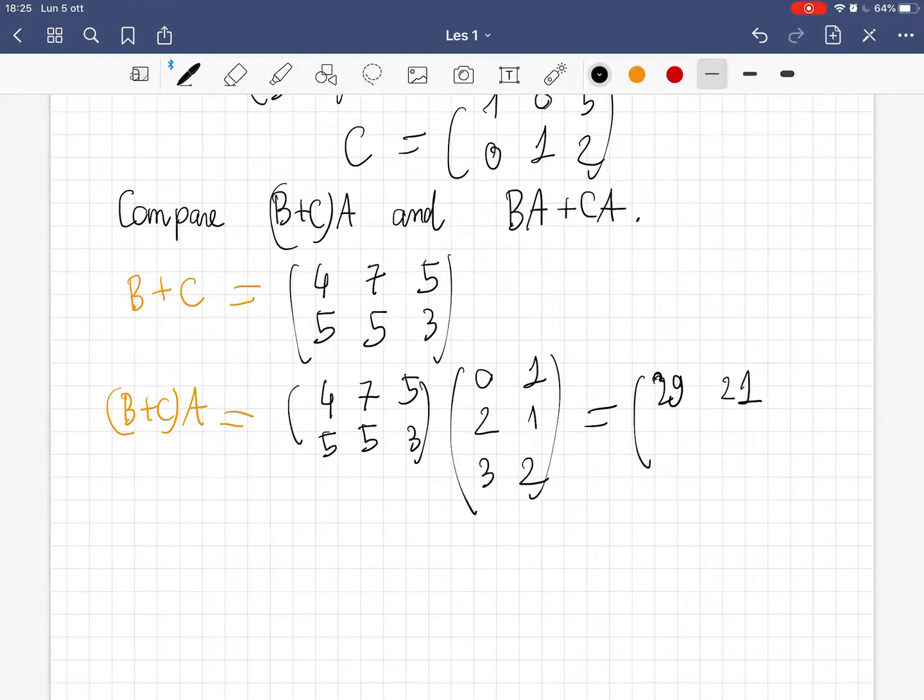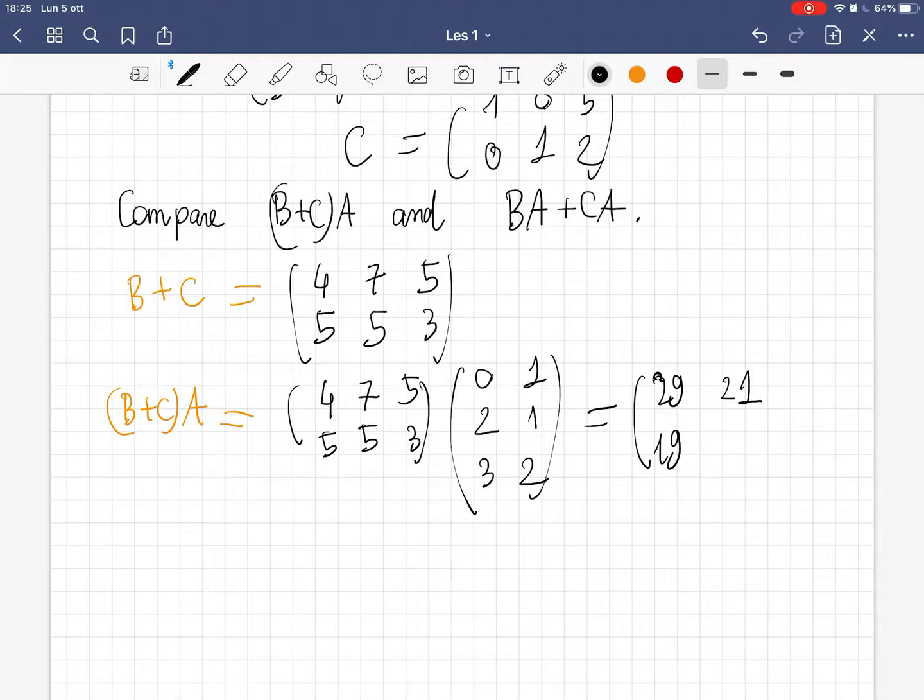Let's do the other row. So this row with this column. Okay, so 5 times 0 is 0. 5 times 2 is 10. Plus 3 times 3, which is 9. So here we have, if I'm not mistaken, this is 19.